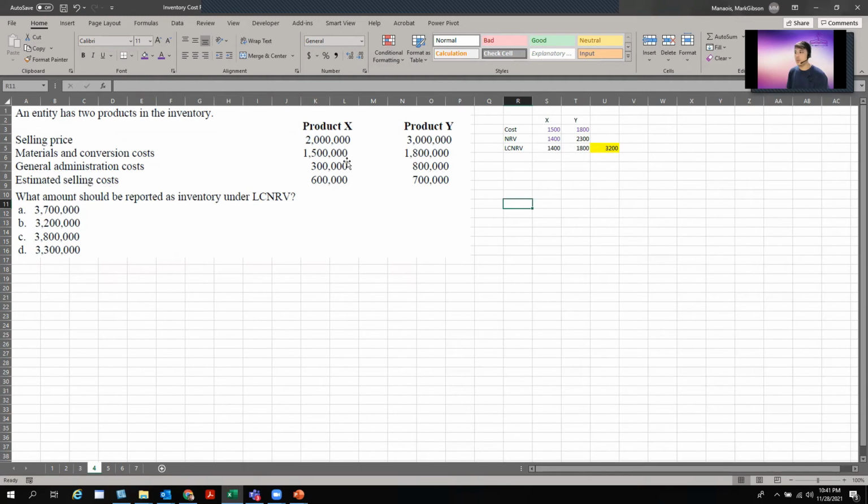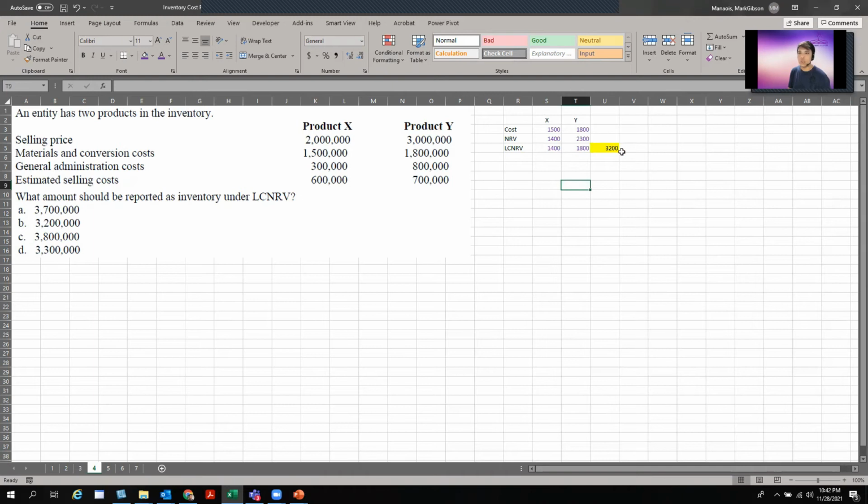Now for product Y, we have a selling price of 3 million less estimated selling cost of 700,000, or that would be 2,300,000. Again, class, in this case, we have to compare cost versus the NRV, and then we record whichever is lower. So for product X, that would be the NRV at 1.4 million. And then for product Y, we use the cost, no? Because it's lower compared to the NRV of 2.3 million. So that would be 1.8 million pesos.